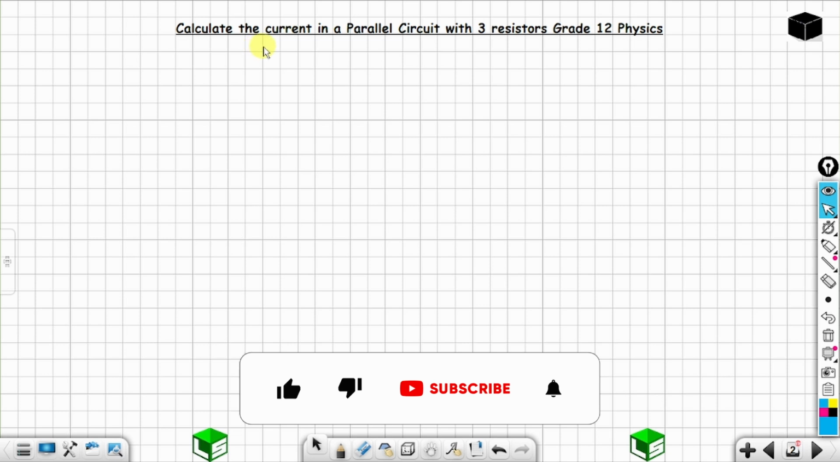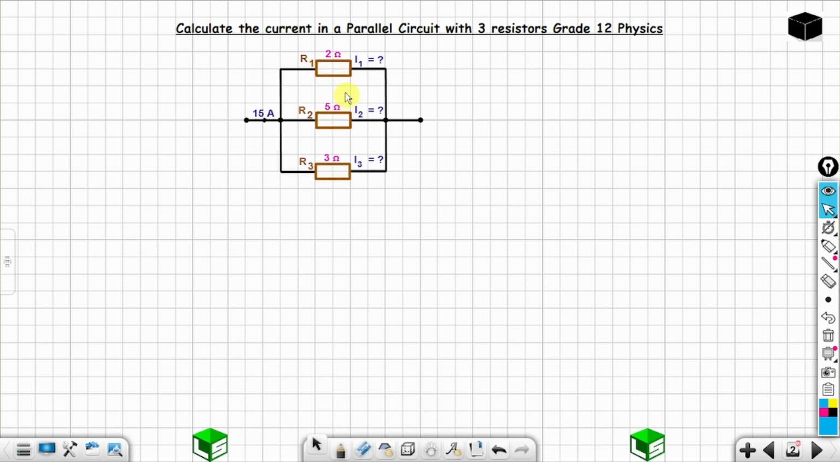Calculate the current in a parallel circuit with 3 resistors. You are given the following circuit, and you have to find I1, I2, and I3. This question can be solved using two methods, and we are going to use both.